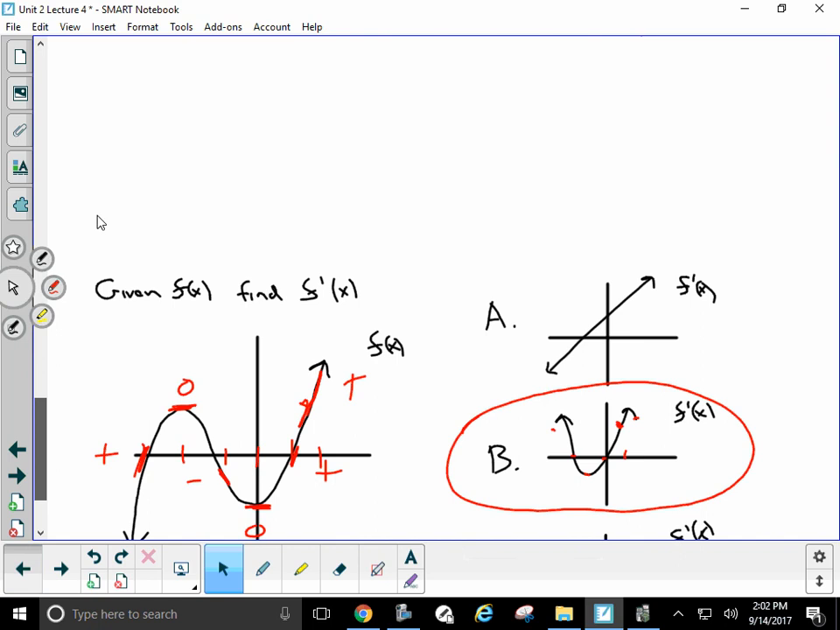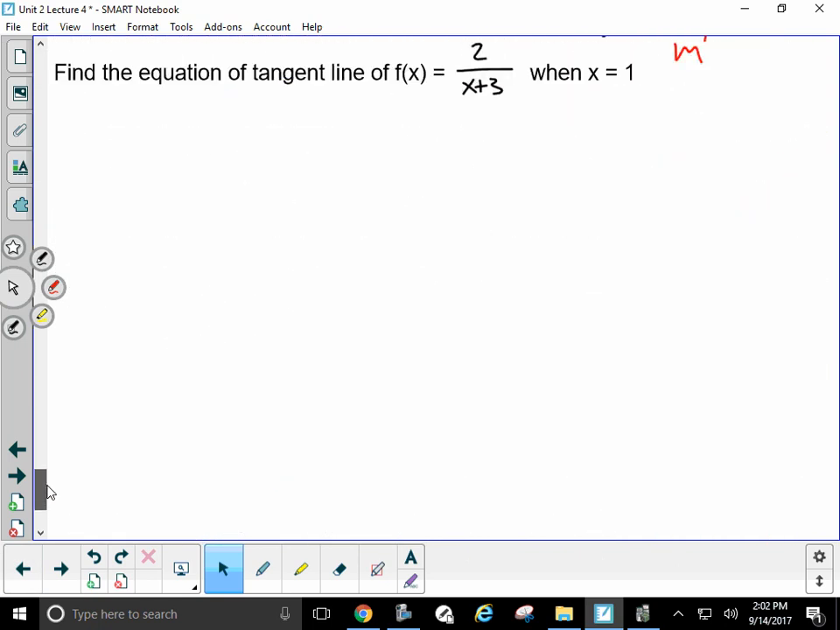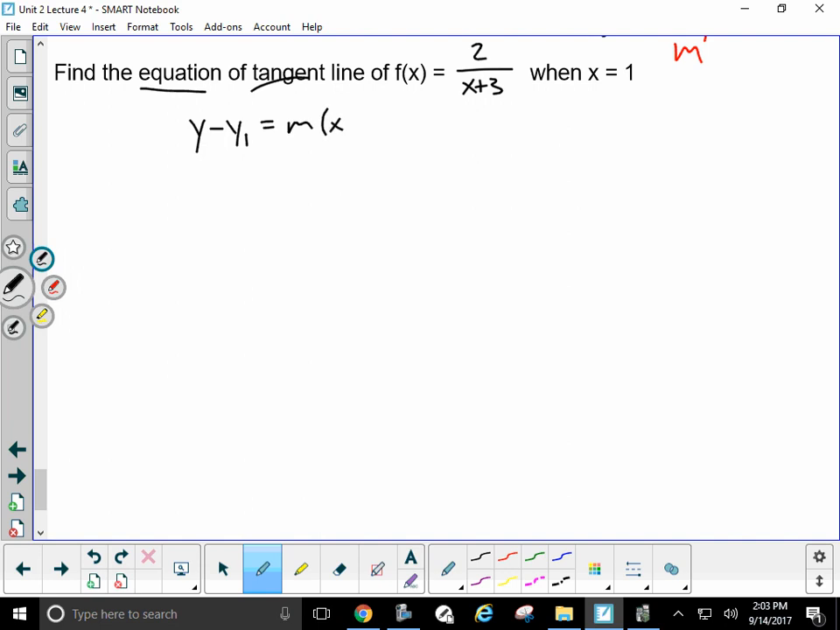Okay, let's get to our last example of finding equations of tangent lines, this time for 2 over x plus 3 when x is 1. So again, I want an equation. Equation means my end game is this. Okay, x1, y1 is my point. My point comes from my function. So let's go ahead and find the point.